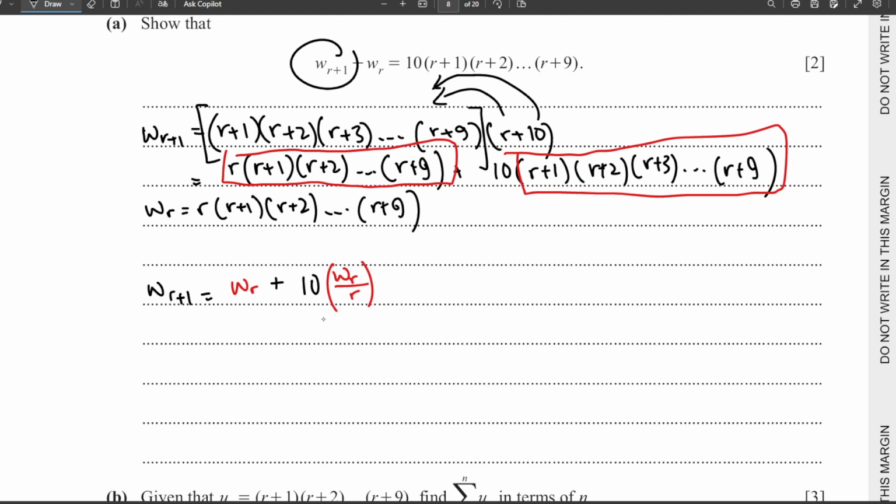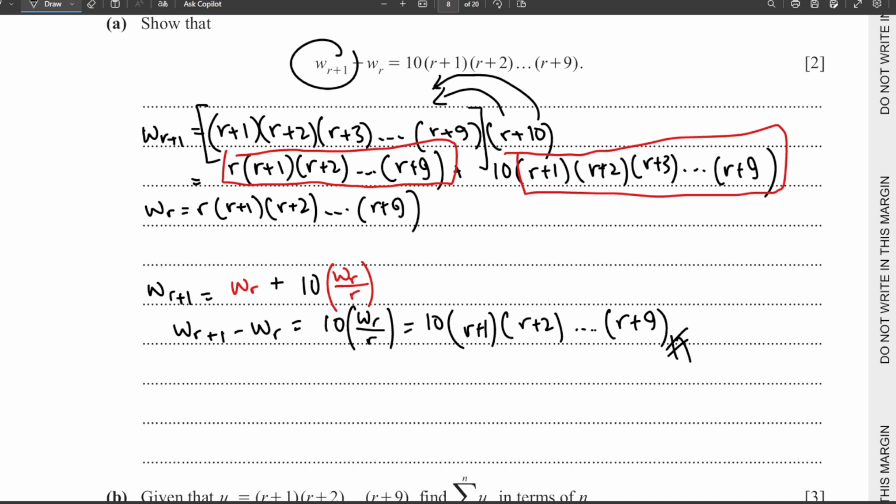For W_(r+1) minus W_r, we can just take away this W_r and get 10 W_r divided by r, which will be 10 times r plus 1, r plus 2, and so on and so forth until r plus 9. Okay, so this is part A. So we have shown this result.